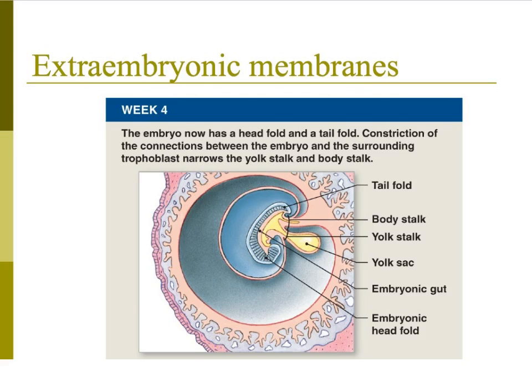So here we can see at week 4 a little more development. Again, you can see the amnion has started to truly develop. We don't have a placenta yet. It's still just the chorion, but it's beginning to develop into that placenta. The yolk sac, you'll notice, is starting to diminish, and we're starting to see some differentiation. So you have this embryonic head fold. You're actually working on starting to develop the gut of the embryo, and so on.